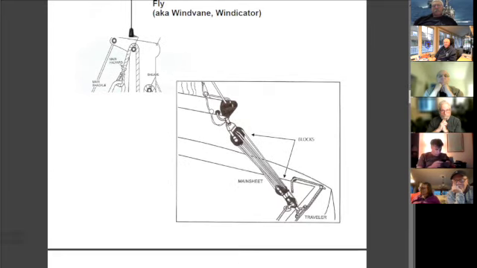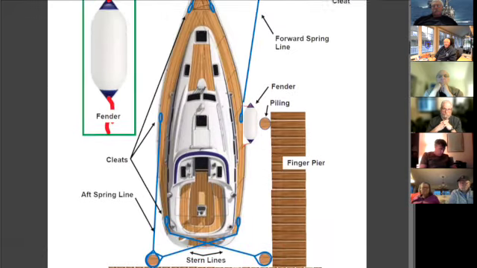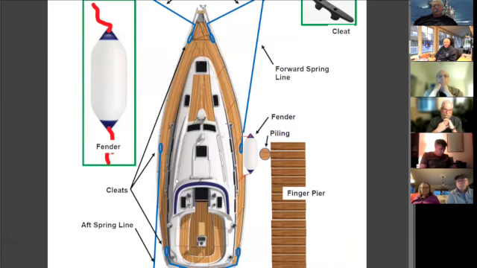And then I wanted to show a good picture of the blocks, especially the main sheet. You'll see it go a number of times through the blocks. And also the traveler. This traveler is shown as being attached to the stern of the boat. Many times what we'll see on the boats that we charter is the traveler being attached right in front of the companionway, or in front of the dodger, if you will.